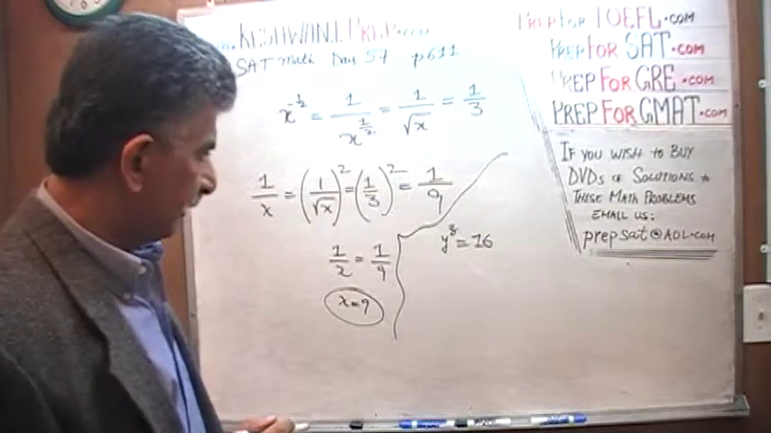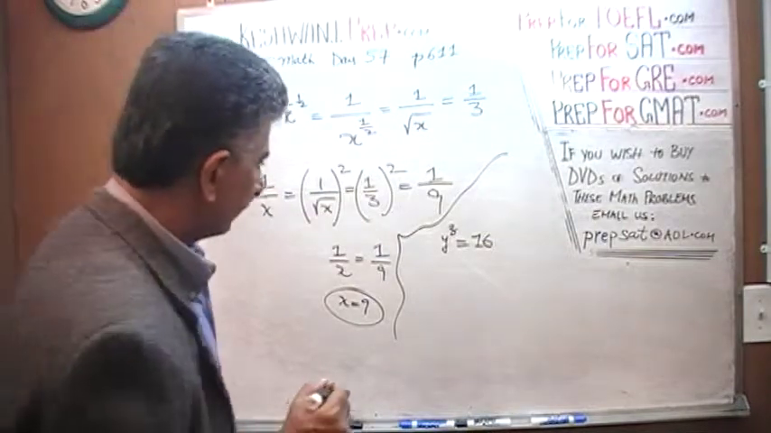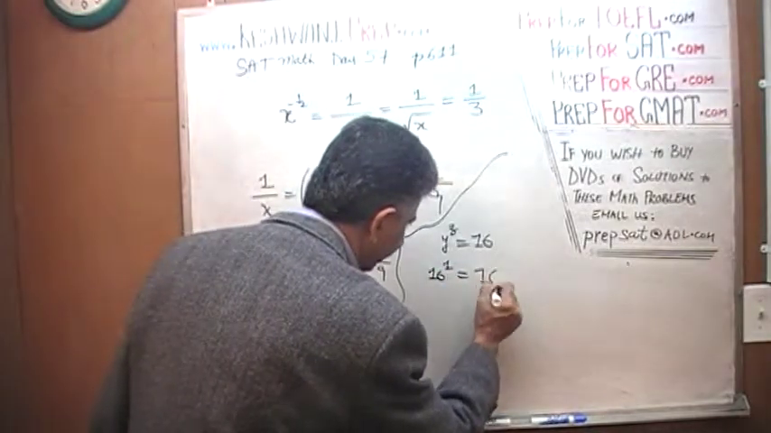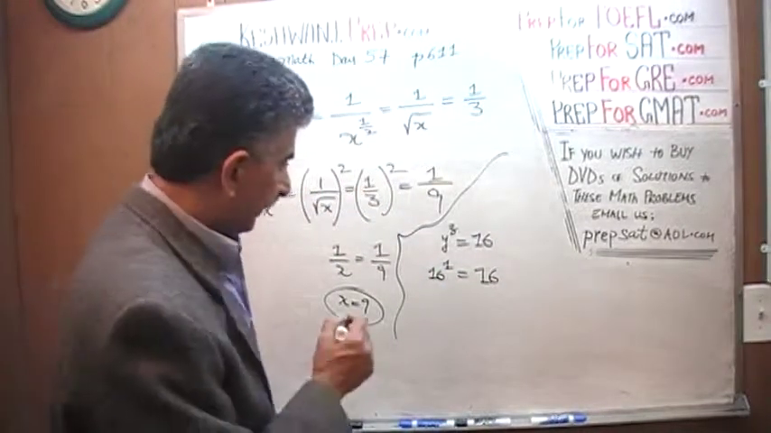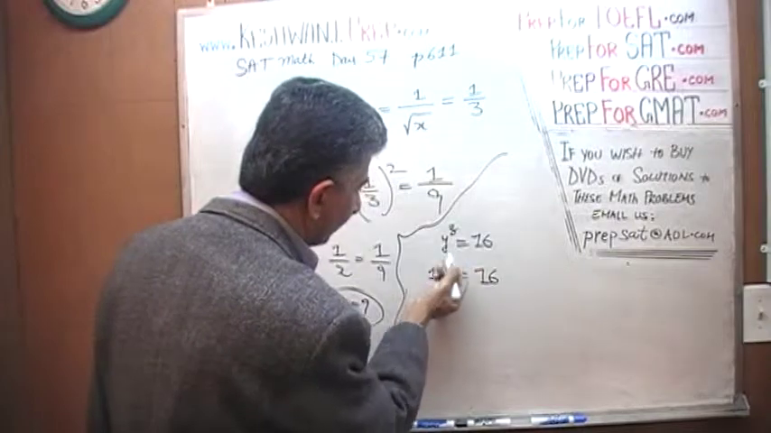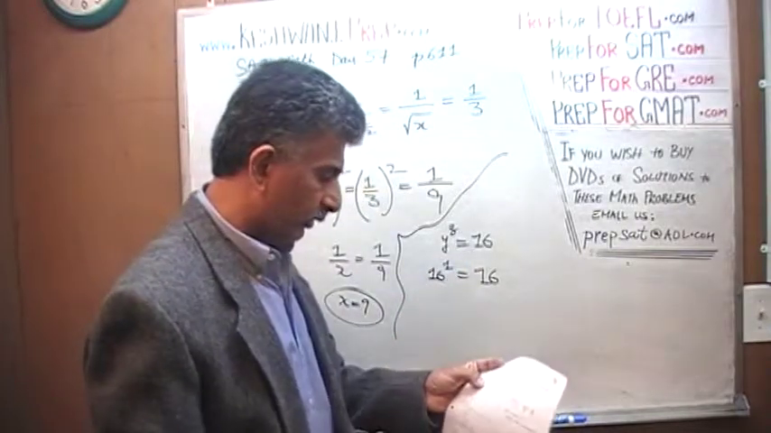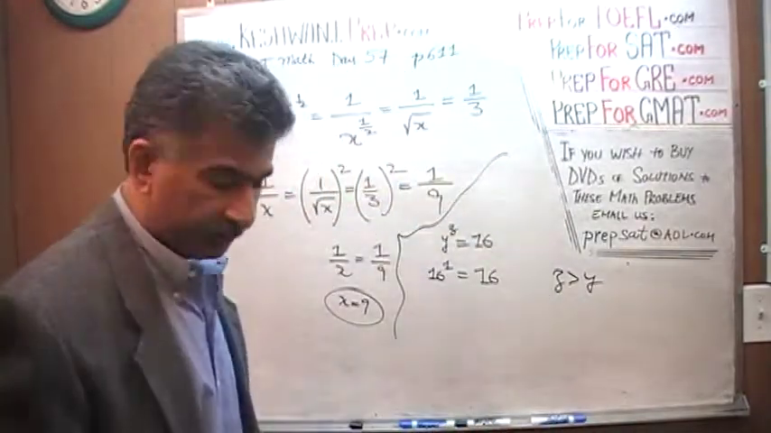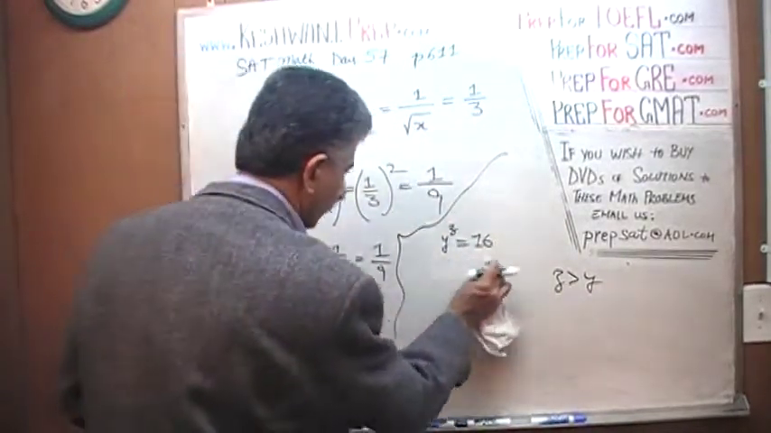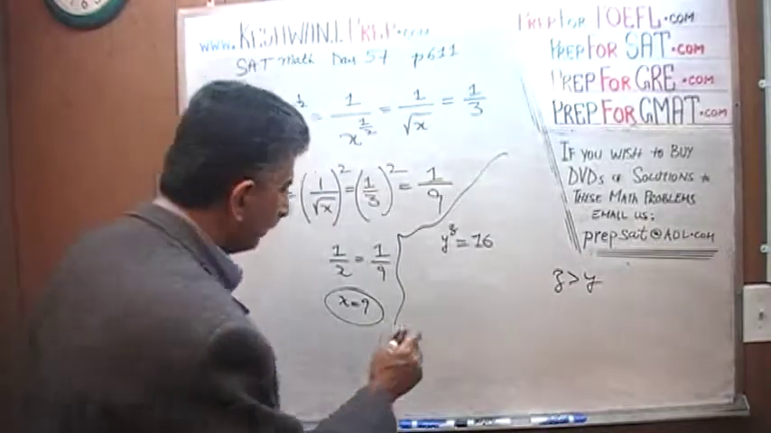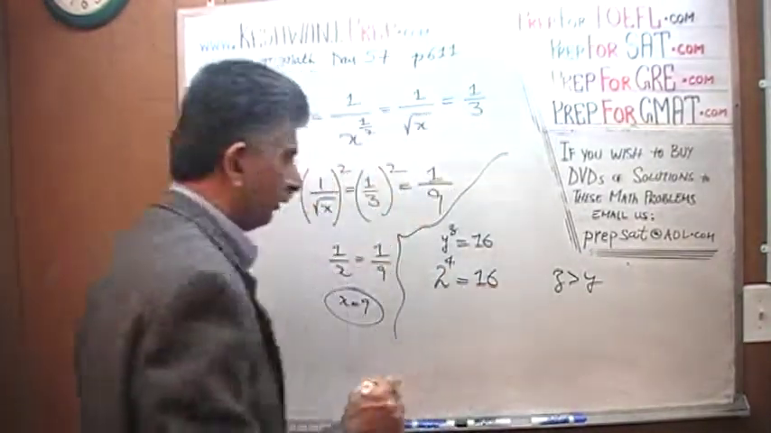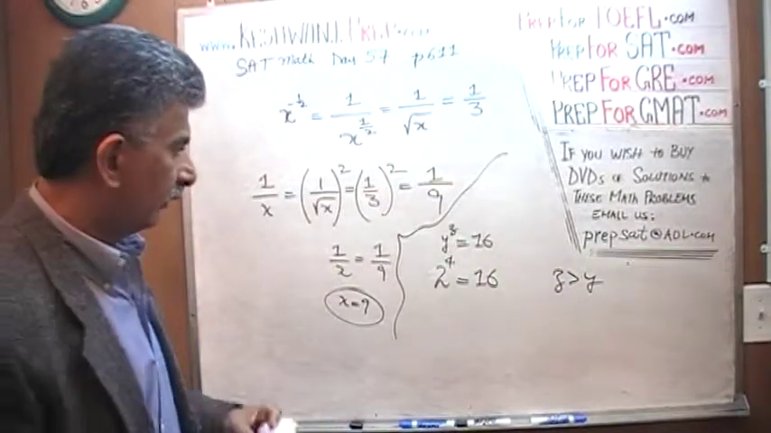There are only a couple of possibilities here. Y raised to z is equal to 16. We could have 16 raised to 1, which would be 16. That would work, but in this case y would be 16 and z would be 1. But we are told that z has to be more than y, so that scenario is not going to work. How about 2 raised to 4? 2 raised to 4 is equal to 16, isn't it?